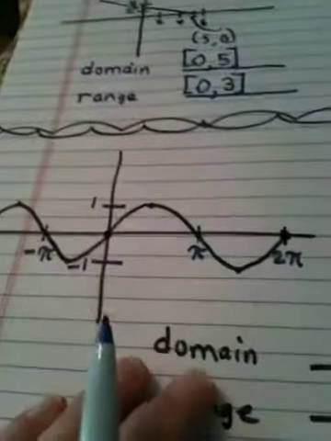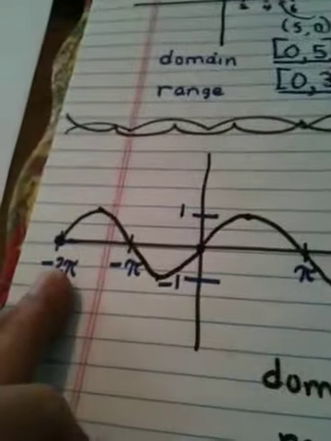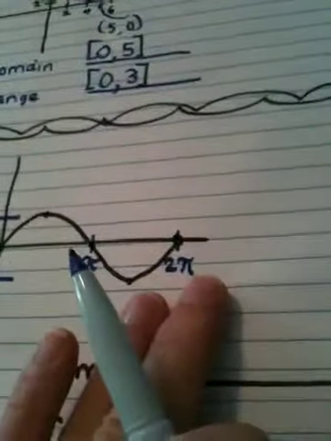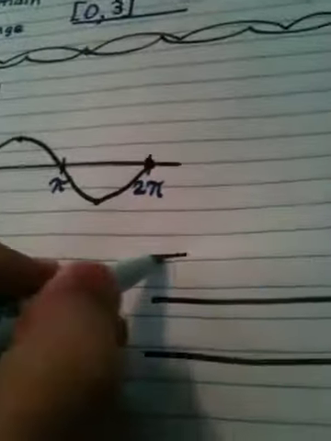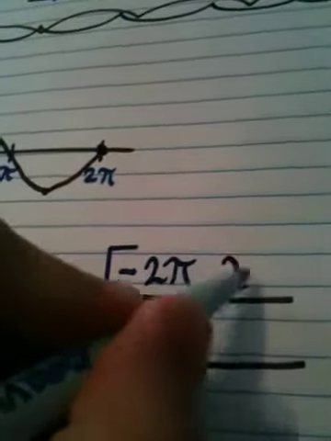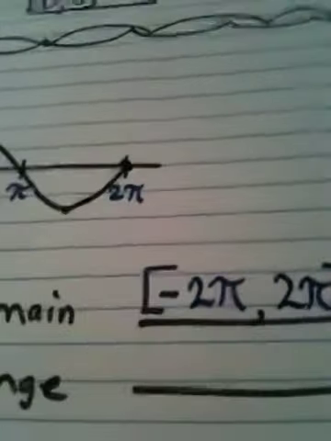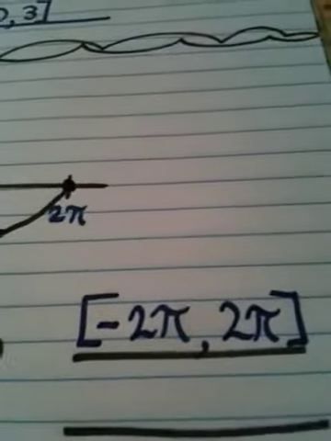So when I ask you for domain and you scan from left to right, you're going from negative 2 pi to positive 2 pi. Negative 2 pi to positive 2 pi, and of course the reason you're putting a bracket is you don't see a hole there. You see an inclusion, so it means those values are part of my answer, the x values.